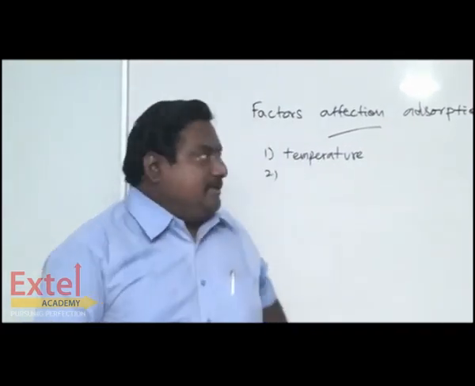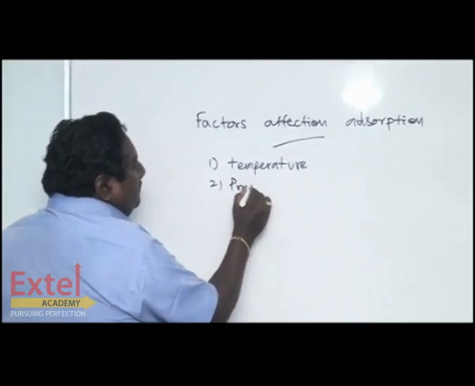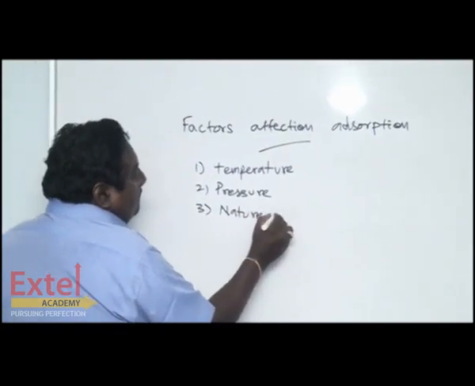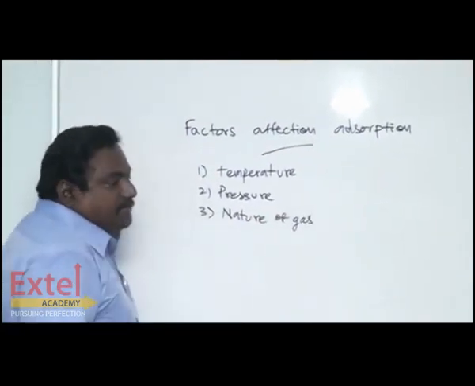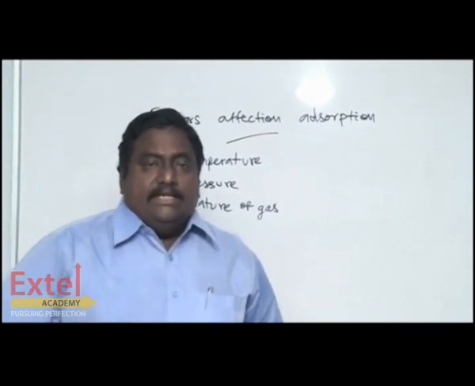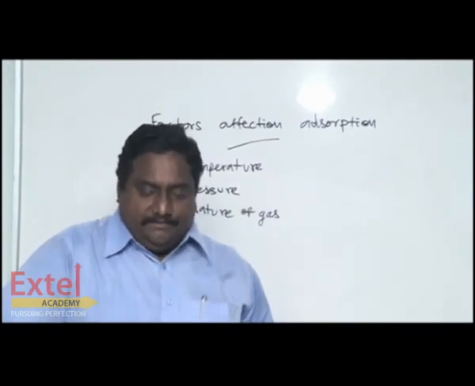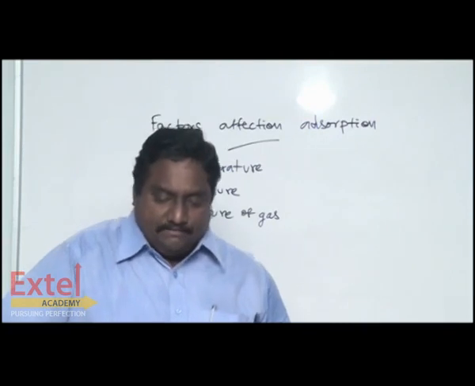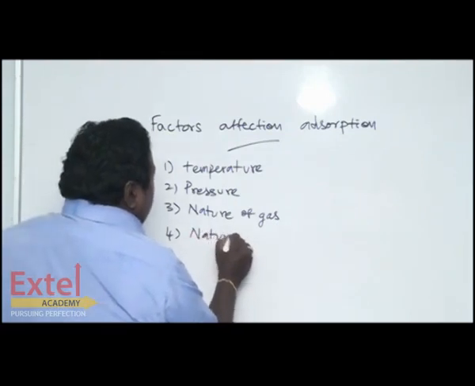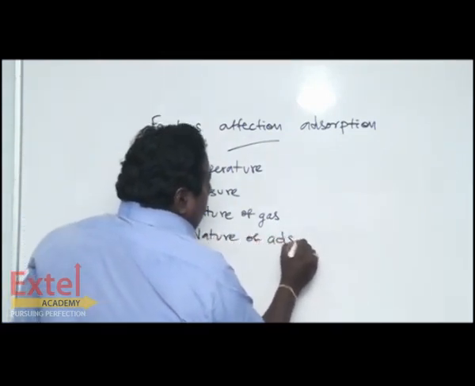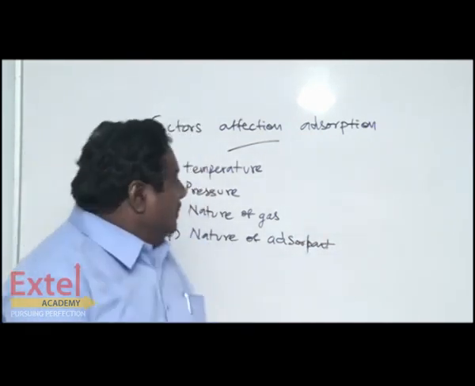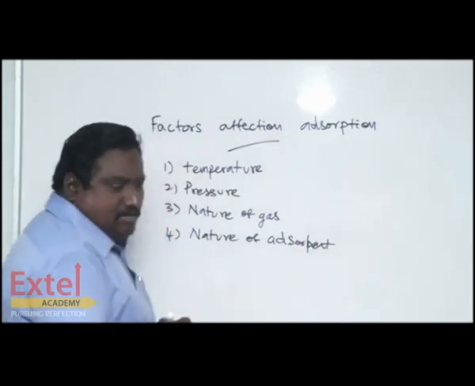Then pressure. Then nature of gas. As I have told you, heavy gases, easily liquefiable gases, can be easily adsorbed over the surface when compared with the lighter gases. Nature of adsorbent. Any surface upon which a gas is adsorbed is called the adsorbent. So it's a very good example for nature of adsorbent.